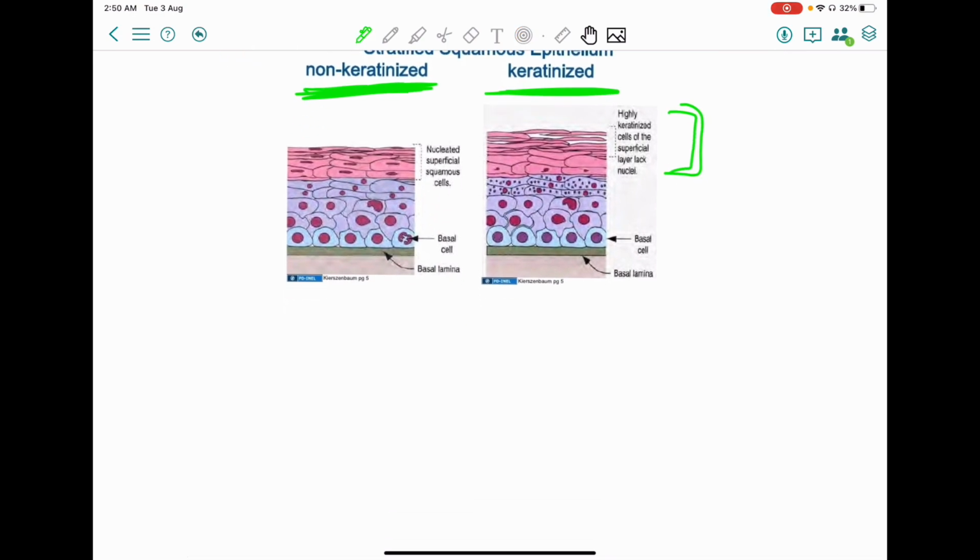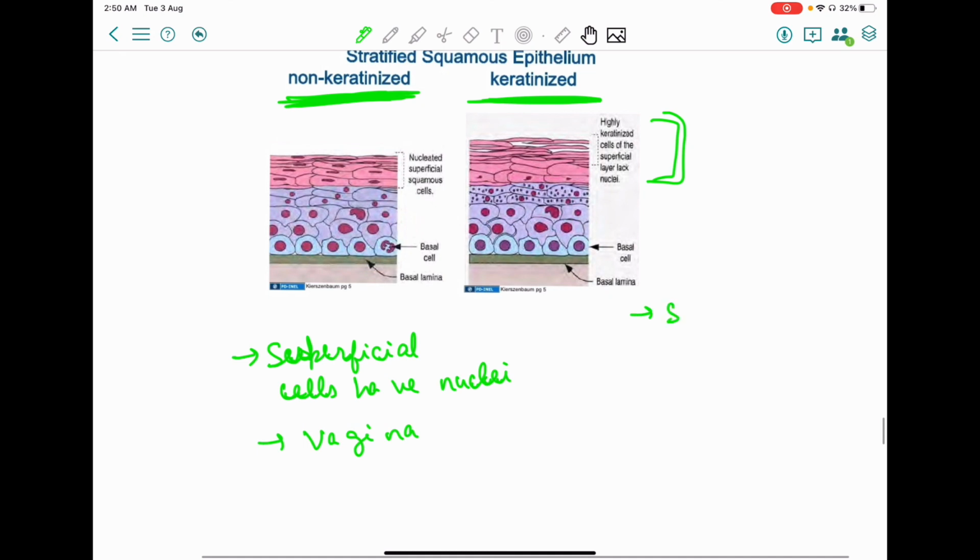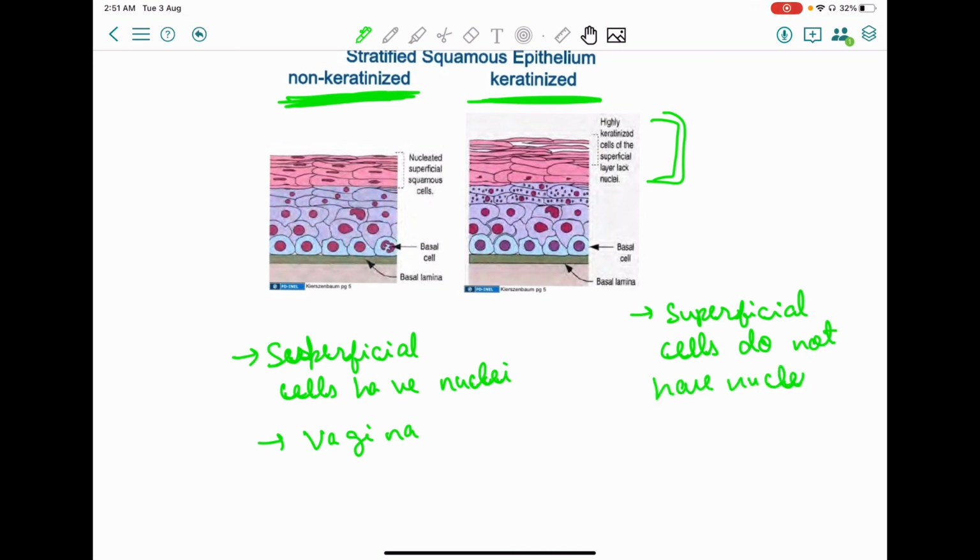In non-keratinized epithelium, the superficial cells have nuclei, such as in the vagina, and in keratinized epithelium, the superficial cells do not have nuclei, for example skin.